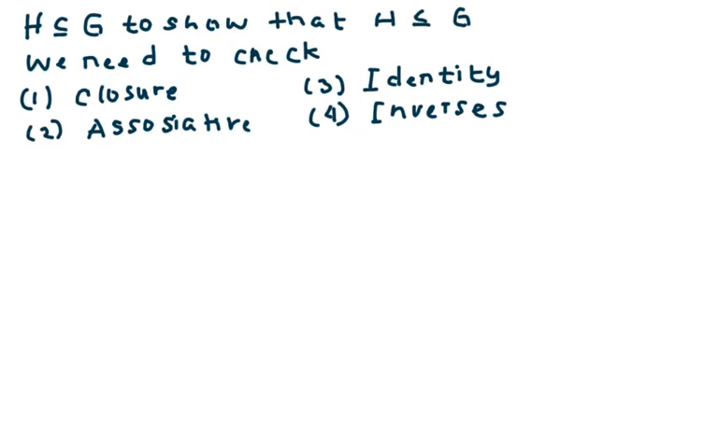So with this theorem, you only need to prove closure and also inverses. So you don't need to prove associative, and also you don't need to prove identity. So this is the theorem. I will call this theorem the subgroup criterion.